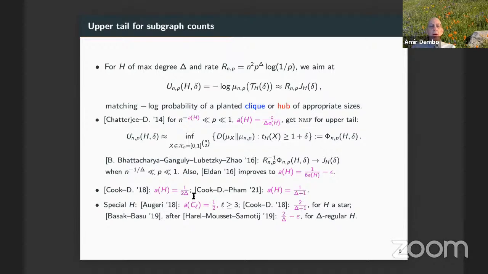In the work with Nick Cook, while we did the general case, we also saw that in the case of a star, where H has one vertex connected to many vertices of degree 1, we can get a much better exponent. And later on, Harel, Mousset, and Samotij, and this was taken on and improved by Basak and Basu, followed the same approach. They use a more combinatorial approach, not going through a probabilistic argument, and analyze the case of a regular graph, where every vertex has exactly the same degree delta, in which case the combinatorics is nicer, the theory of large graphs is more well-developed, and they got the optimal constant, which is 2 over delta. And here, when I write in the results minus or epsilon, it always means that there is some logarithmic correction term. So P is not going to be n to the minus 1 over delta, but some log n to some power. I don't care what it is.